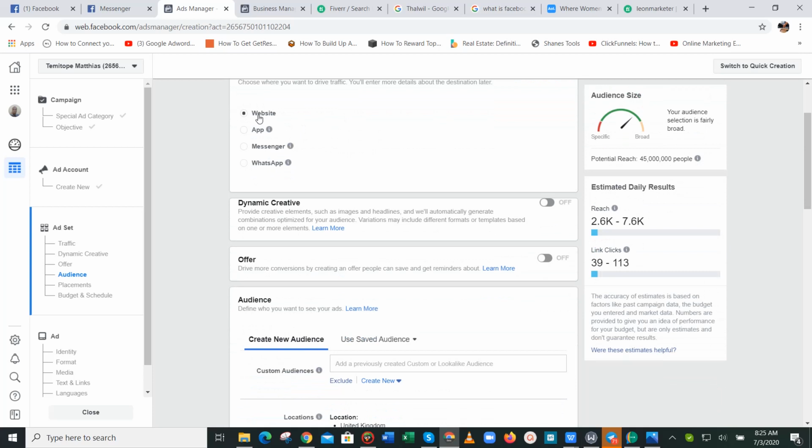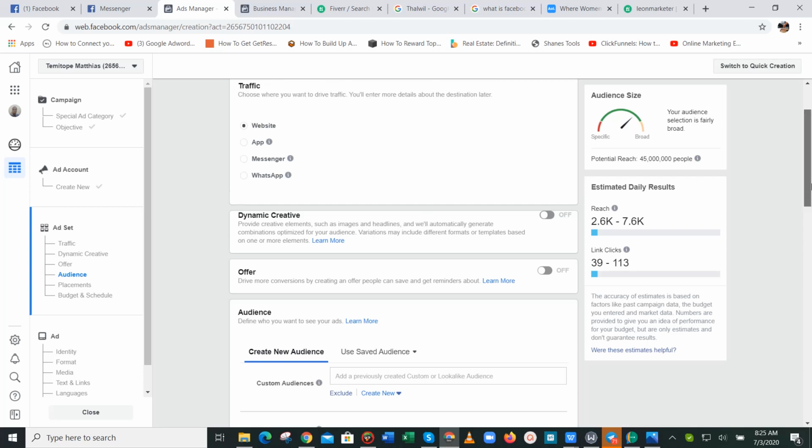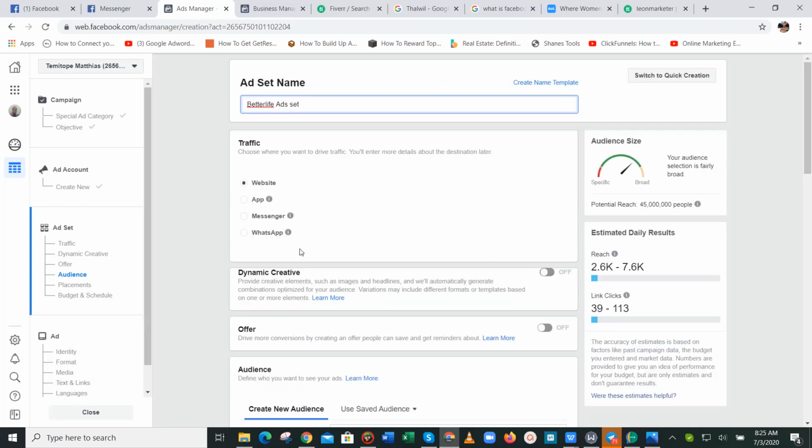So we choose whether the traffic will go to the website, or to the app, or to Messenger. If you choose Messenger or WhatsApp, it means we add the link of your WhatsApp group or WhatsApp page to these ads, so it will direct them to your WhatsApp. Maybe you want to have personal interaction with them before they buy your product. If you choose Messenger, it will direct them to your page. They will first message you on Messenger before they buy your product. If you direct them to the app, this is not necessary, but we direct them to the website where they will buy the product, because we want to promote the website and want traffic to the website as well.